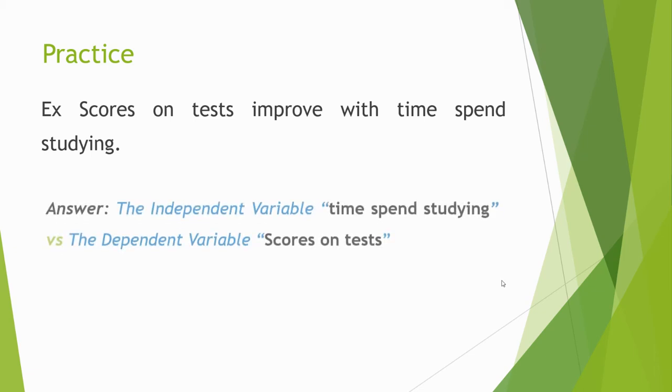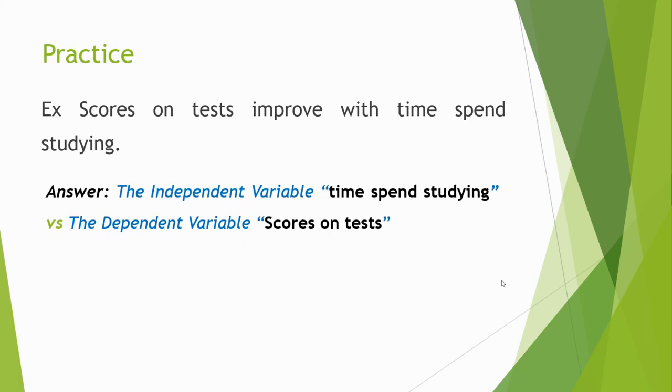Okay, so let's get quickly to the answer. This one is written backward from the other two. The independent variable would be time spent studying, and the dependent variable is the score of the test.